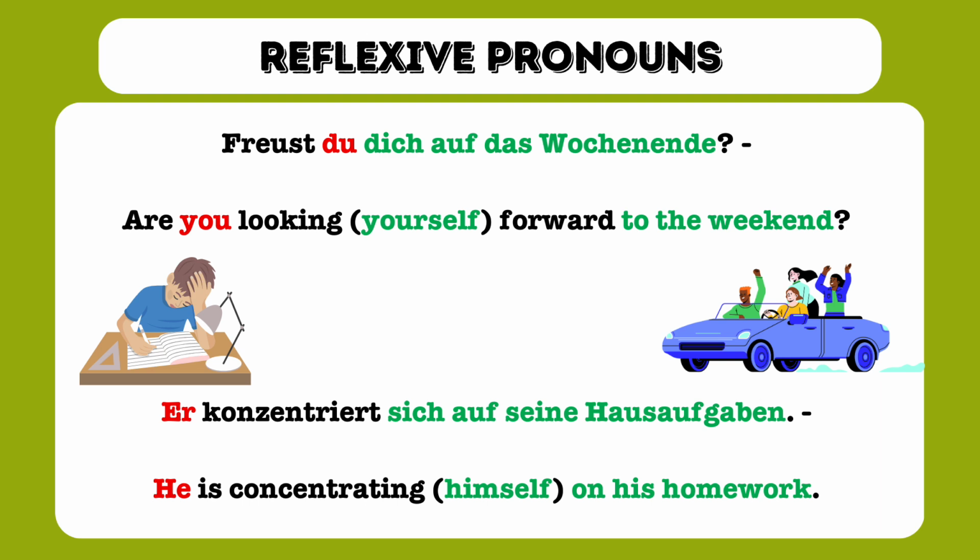Konzentriert sich auf seine Hausaufgaben. He is concentrating on his homework. In German, you can't just concentrate. You have to concentrate something. In this case, we're concentrating the same thing as the subject, so he is the one concentrating, and he is also the one being concentrated, and therefore we have to have konzentriert sich. He is concentrating himself. Auf seine Hausaufgaben simply tells us on what he is concentrating.